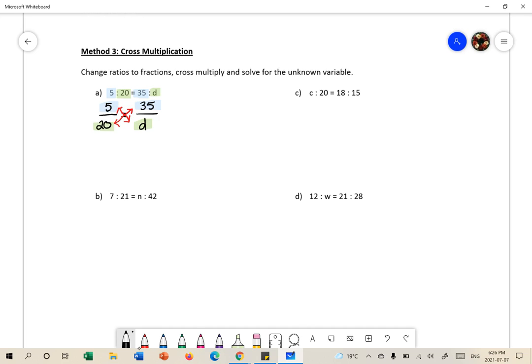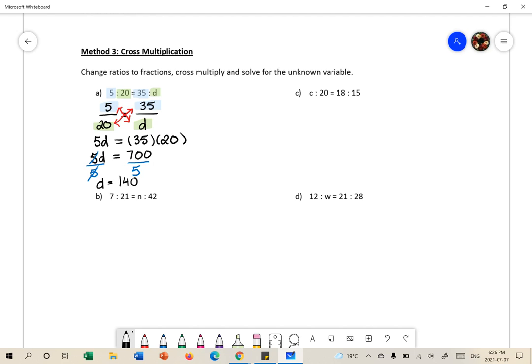So 5 times d is 5d, and that's going to be equal to 35 times 20. And then I'm going to simplify my right side of my equal sign. 35 times 20 is 700. I'm going to divide both sides by 5. D is equal to 140.